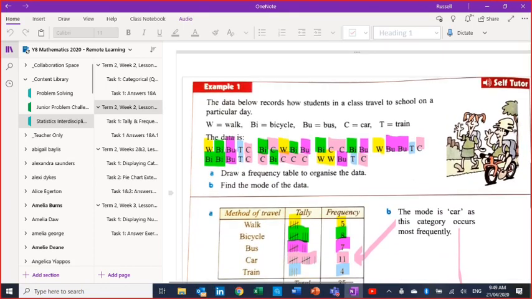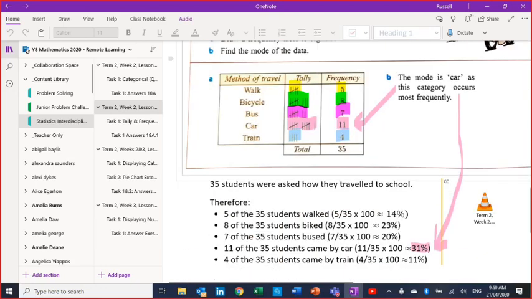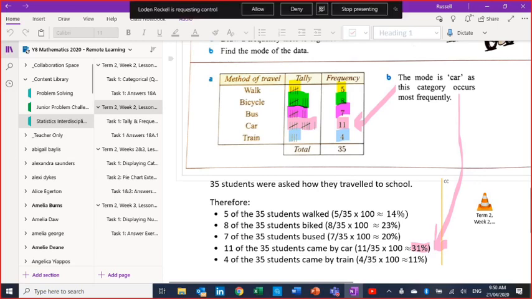So let's look at this other example. The data below records how students in a class travel to school on a particular day. They either walk, bicycle, bus, car, or train. They've made it easier for you by making each one a different color, and they've also completed the table here. So if you look at the table for all of these, which number occurs most frequently? 11, which stands for the car. So the mode is the car, or the mode is 11, which is the number for car.